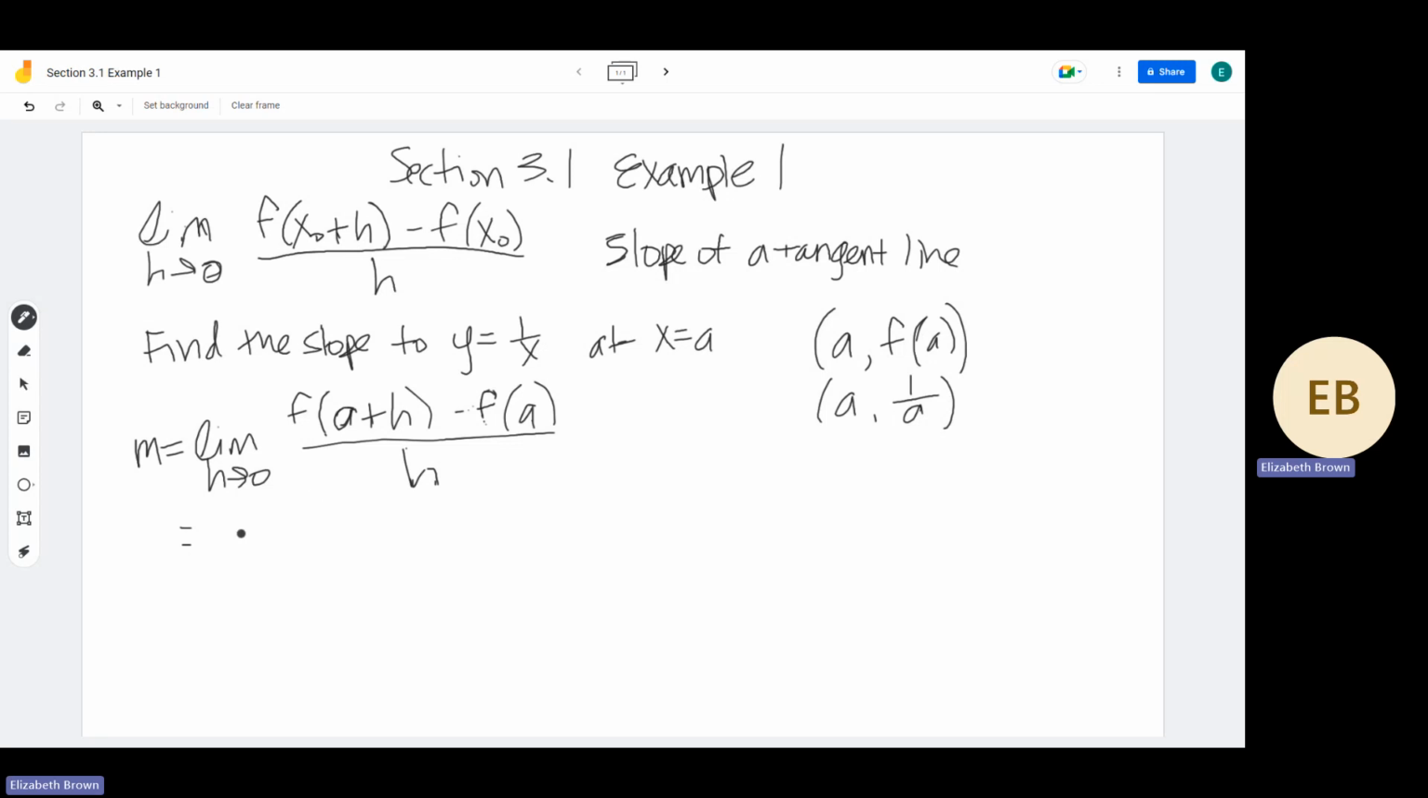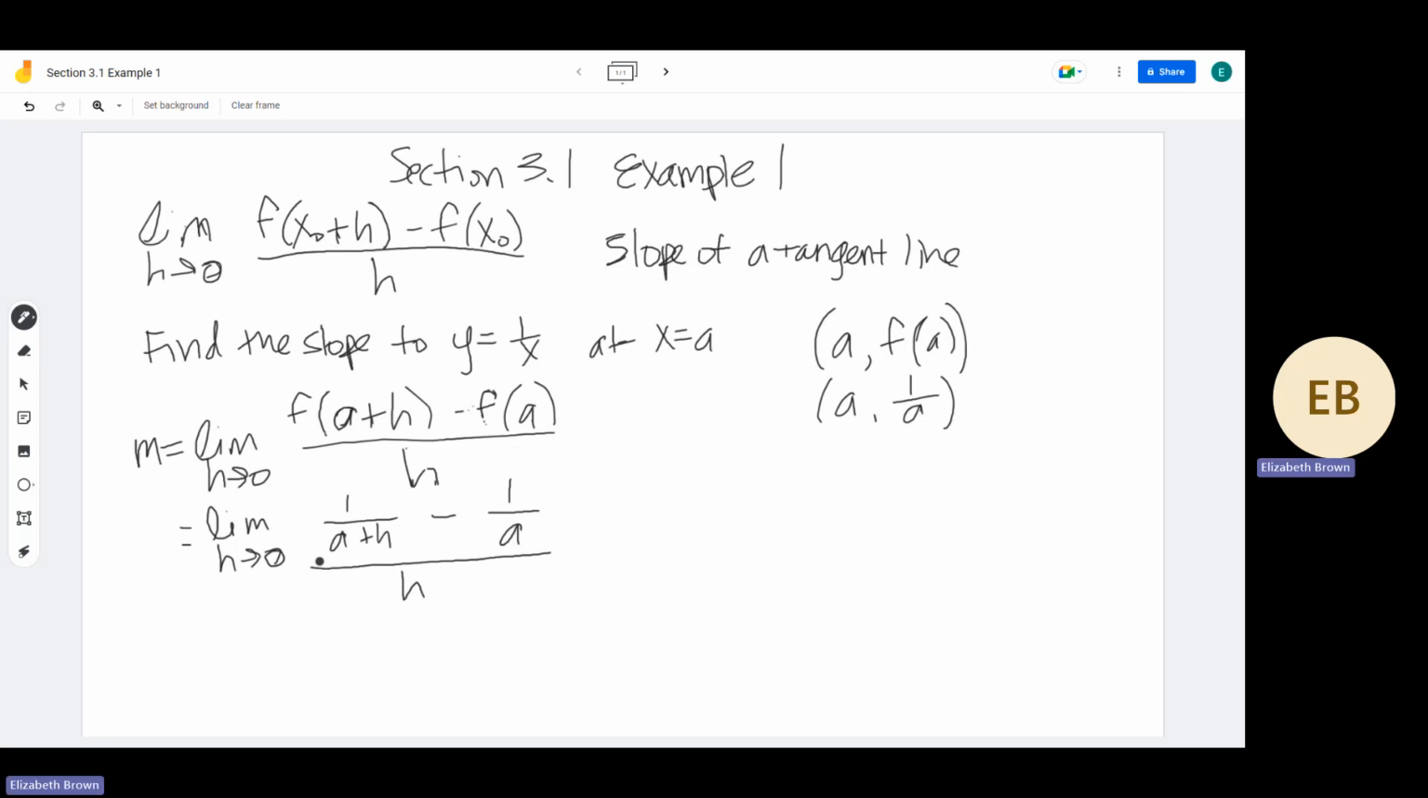Limit as h approaches 0. So now, instead of f of a plus h, we can write 1 divided by a plus h. Because everywhere there's an x in our original equation, we're replacing it with a plus h. And then minus f of a is 1 divided by a, all divided by h. Okay? So now we've turned the generic formula that we have for slope of a tangent line into a formula specific to the function 1 over x at x equals a.